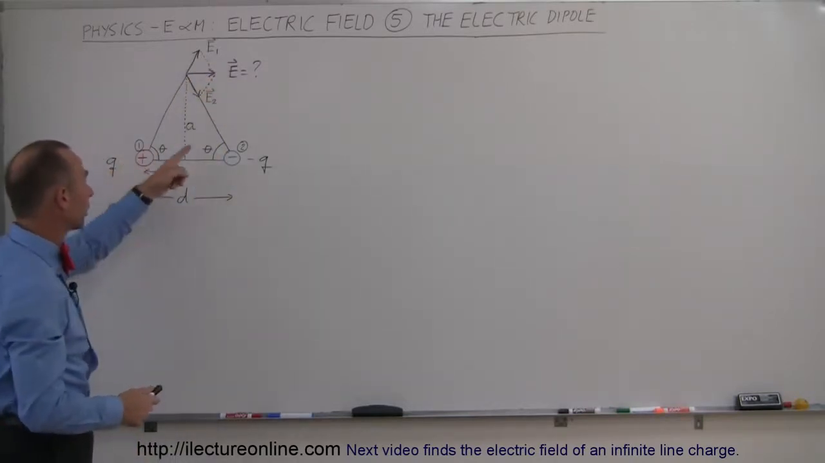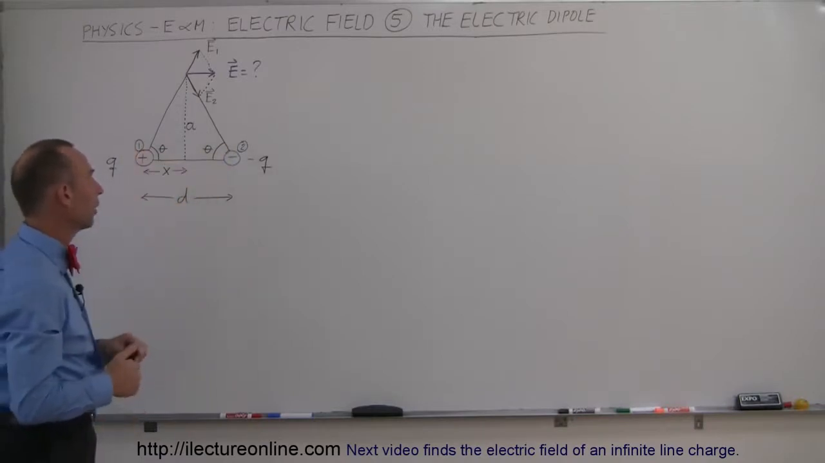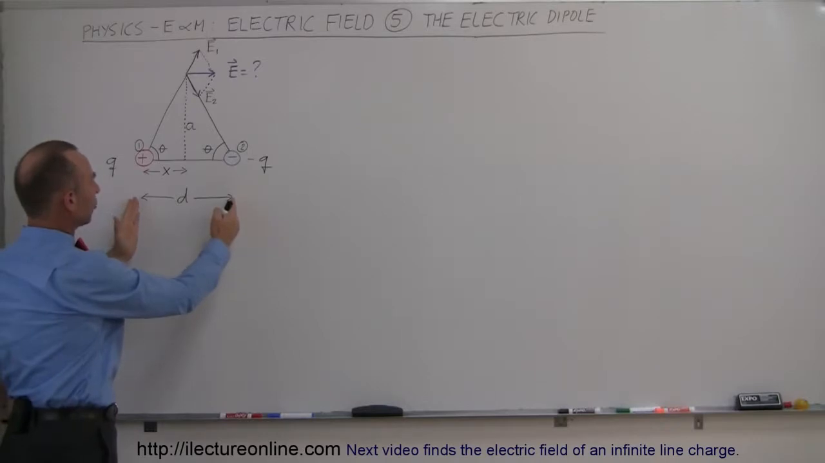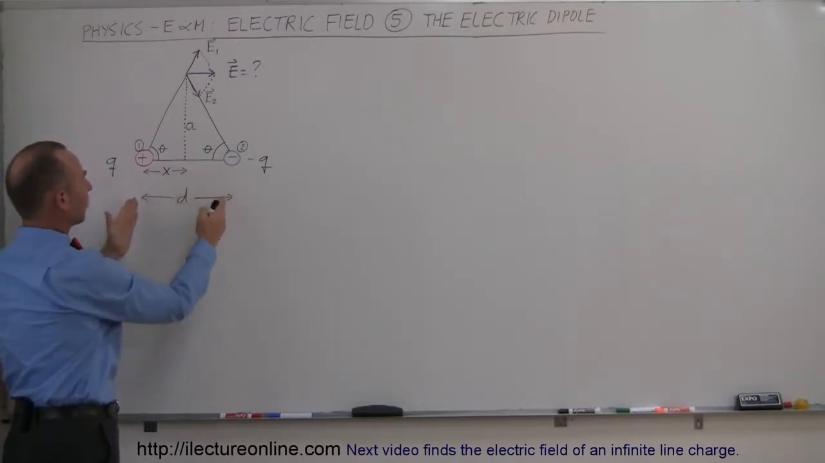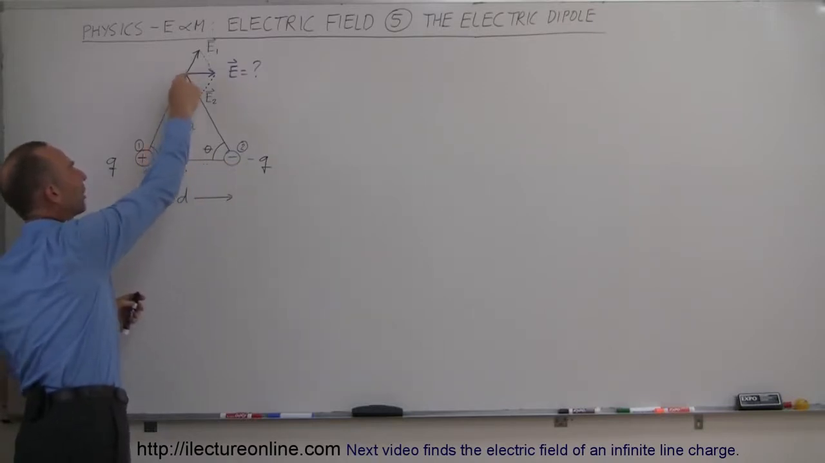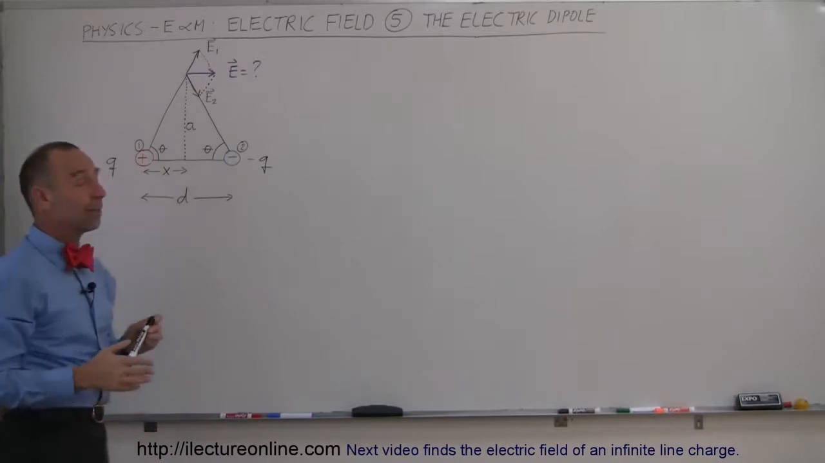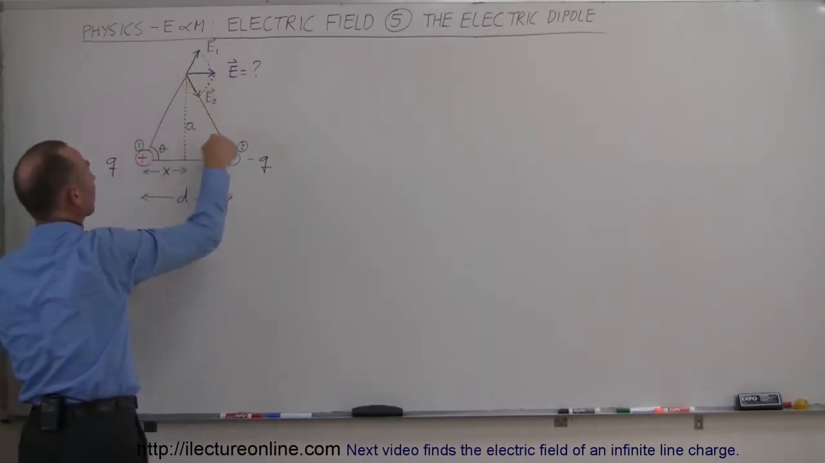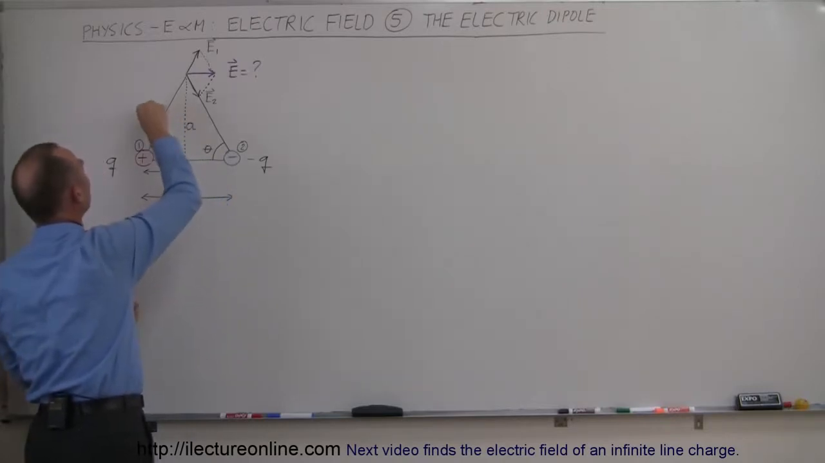I call this charge 1, I call this charge 2, as notated right there. Notice the distance between the charges is d, therefore x is half the distance between them. The distance from the line connecting the two charges to the point of interest right there is a, and so that makes the distance from that point to this charge and from that point to this charge equal to the distance r.